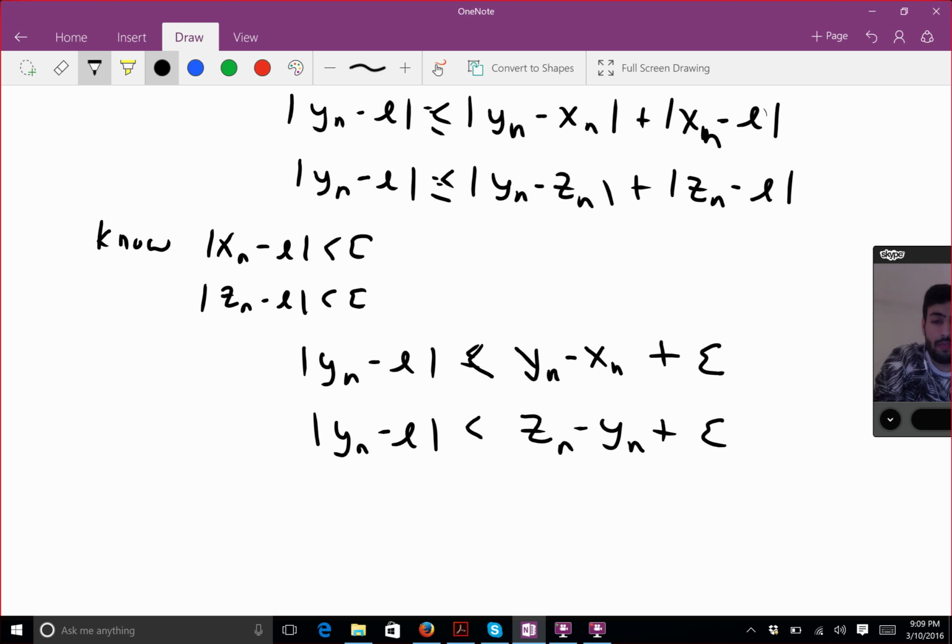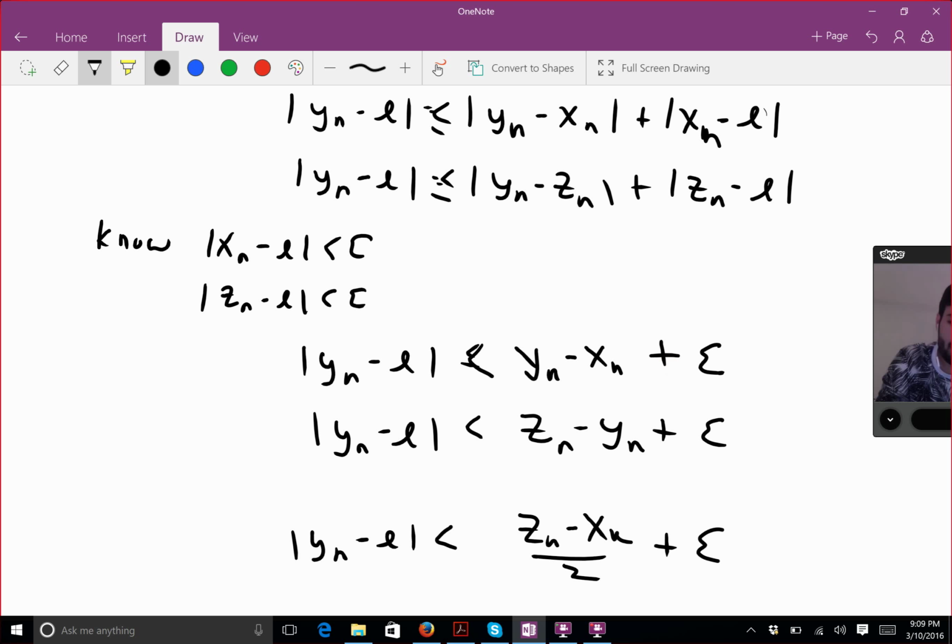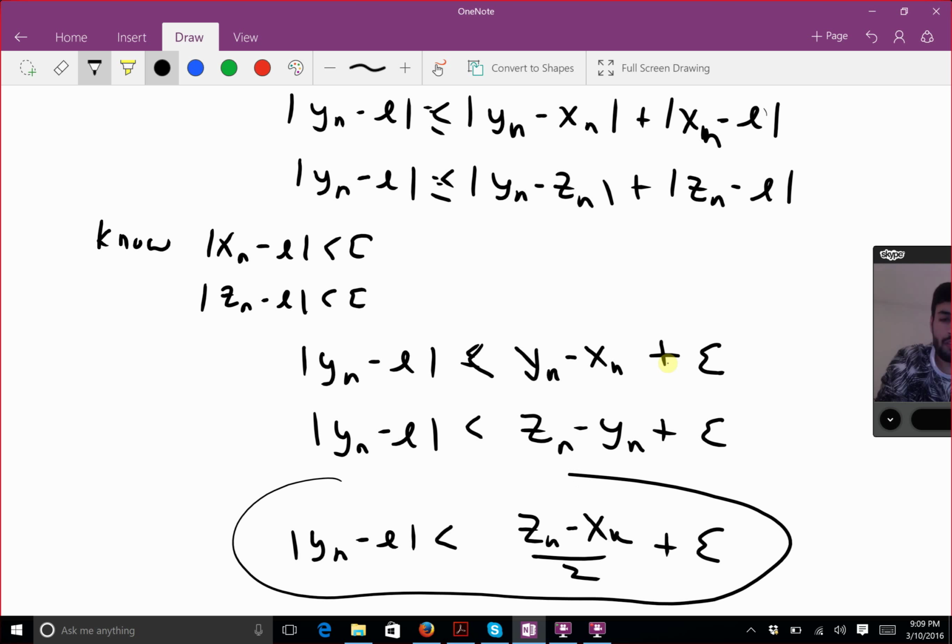Let me see real quick, is this how I want to do this? When I add these, I get y_n minus L is less than (z_n minus x_n) over 2 plus epsilon. I'm going to add these and divide by 2, and this is true for all n greater than or equal to N.